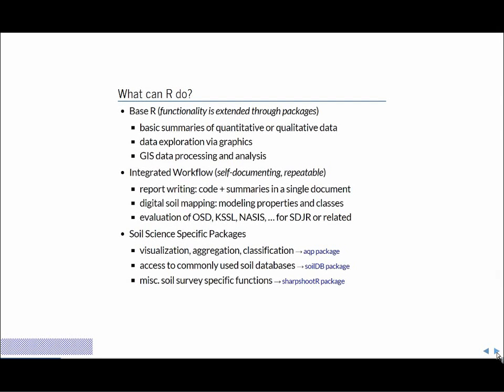Digital soil mapping is a big one these days. It seems like everyone's jumped on the bandwagon. When I started almost 10 years ago, relatively few people were using it for digital soil mapping. But now it seems like it's kind of in vogue, and everybody's doing it.